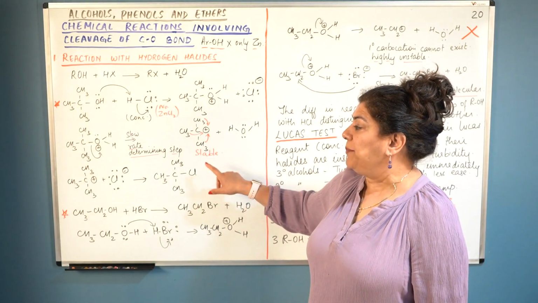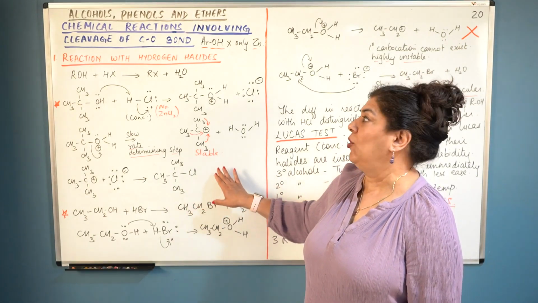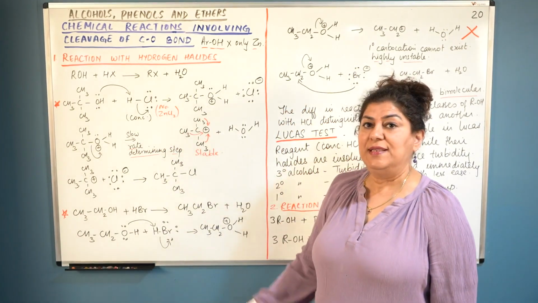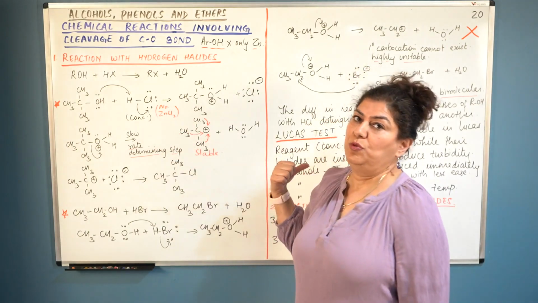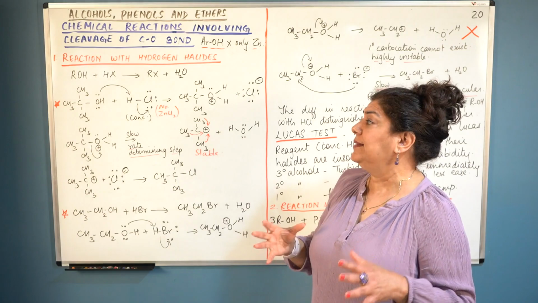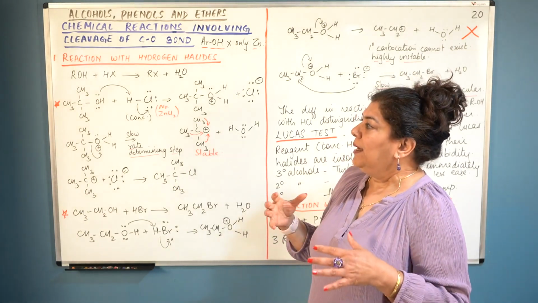So this is what happens in a tertiary alcohol. Now I know that I have written these two and I have not explained these. I'll explain this part when I do the Lucas reagent test. But basically, this is what is happening in the case of a tertiary alcohol.